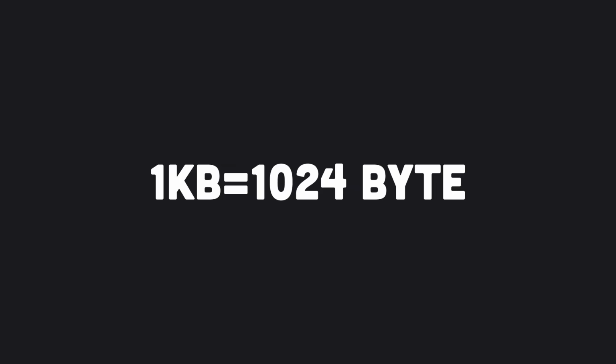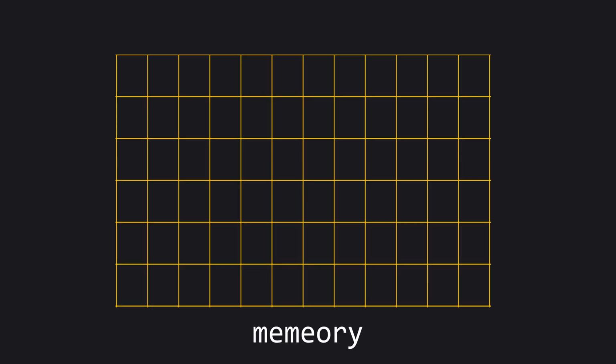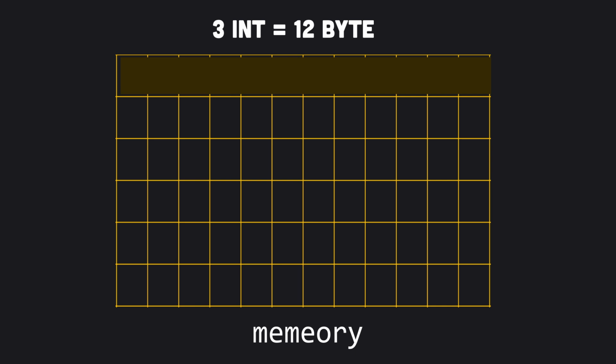Next, let's explore memory and data sizes in computing. 1 kilobyte equals 1024 bytes, not 1000, because of binary addressing. Each int in C uses 4 bytes of memory, or 32 bits. So, an array of 3 integers would take up 12 bytes. Let's move on to arrays.